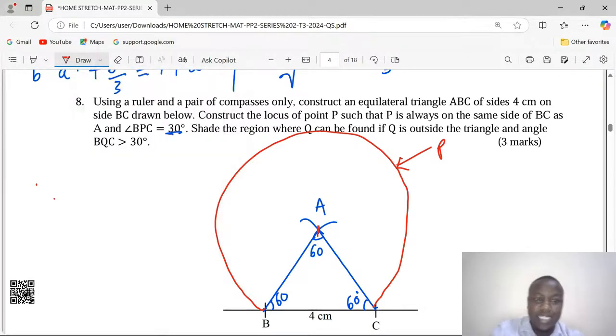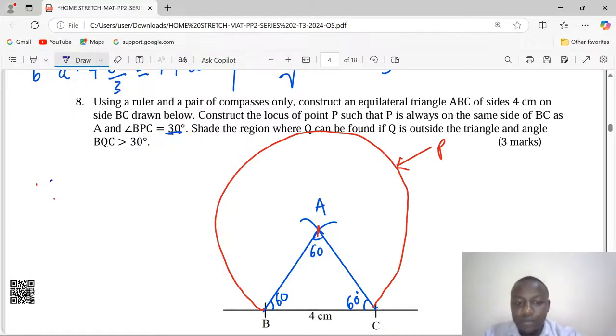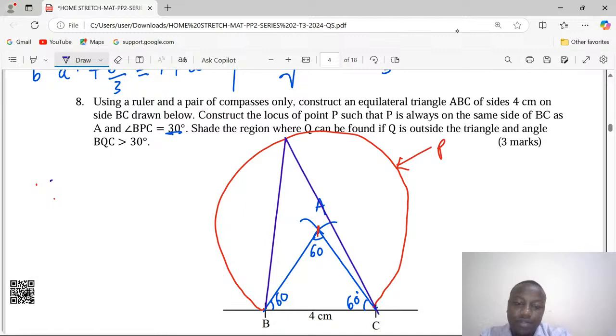Let me explain myself. This is what I mean. If we use BC to project an angle at the circumference of this particular circle, we are getting an angle equivalent to 30. This angle will be exactly 30.